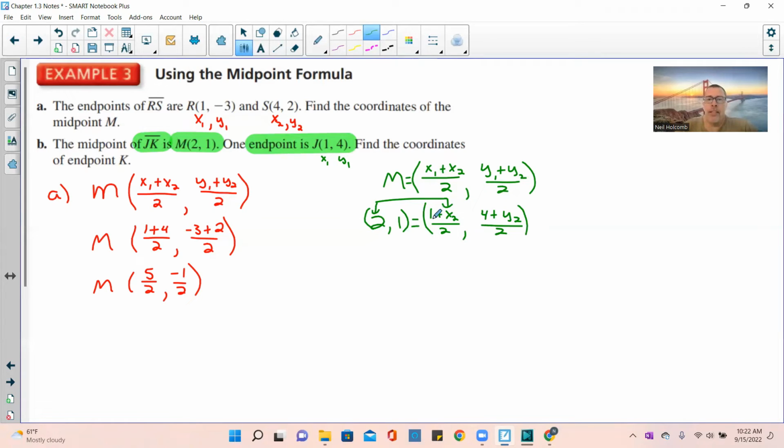Now I can break this into two different equations, and I'll color code these. And this is the y coming from this portion. So I'm basically saying 2 equals 1 plus some x sub 2 divided by 2. And I want to solve this for x. So I want to get rid of that 2. So I'll multiply both sides by 2.